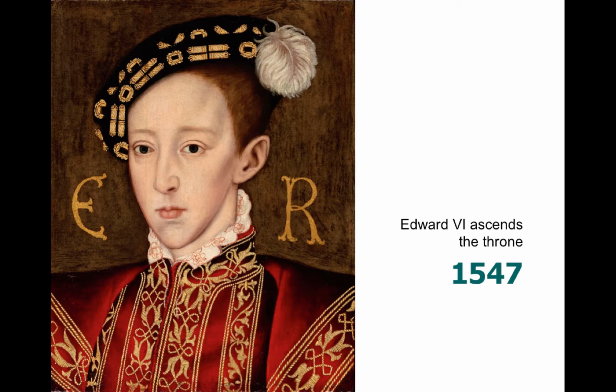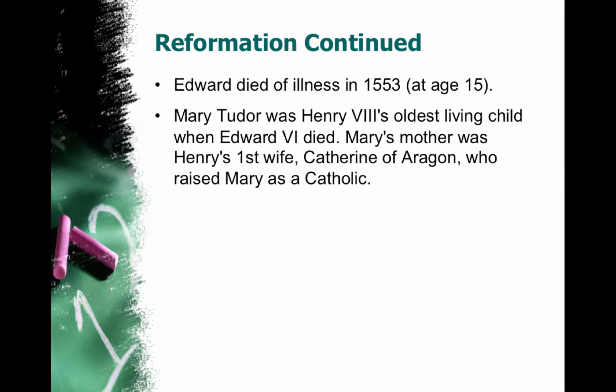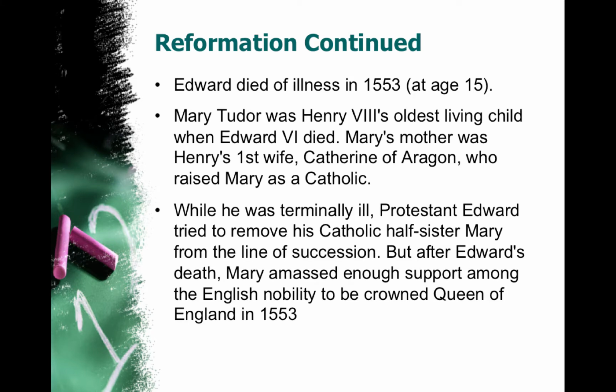Unfortunately, Edward was a very sick boy, and his reign was short. So he dies at the age of 15, and his half-sister, Mary, takes the throne because she's the oldest living child of their father, Henry VIII. Now, Mary's the daughter of Catherine of Aragon, so she's been raised by Spanish Catholics. And Edward had actually tried to get her removed from the line of succession, but after he died, she had enough support from the people in power in England, the nobility, that she was able to ascend the throne nonetheless.